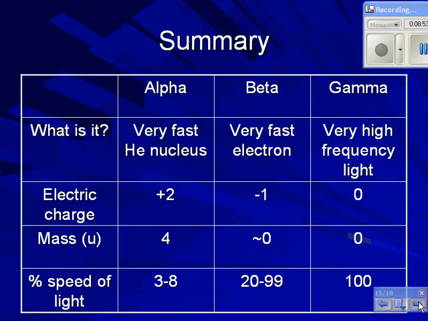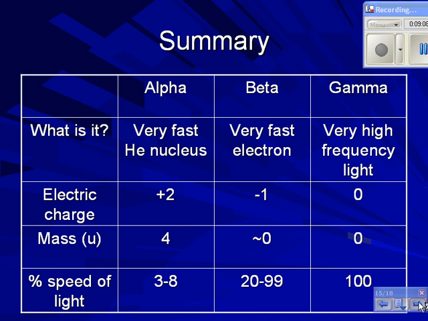Look, this is it. This is everything. Boom. Here are your three types of radiation: alpha, beta, gamma. What is it? Well, an alpha particle is just a very fast helium nucleus, a beta particle is a very fast electron, and a gamma ray is a very high frequency light.